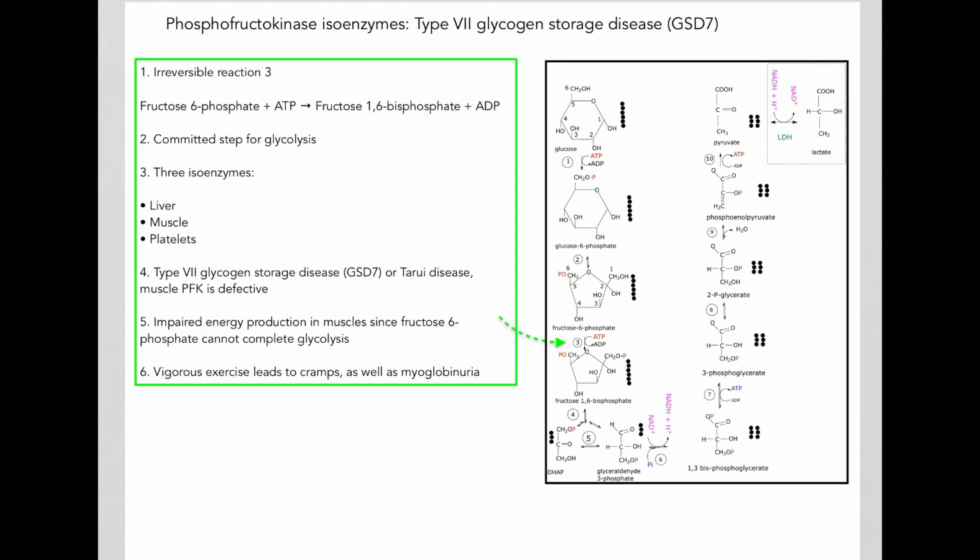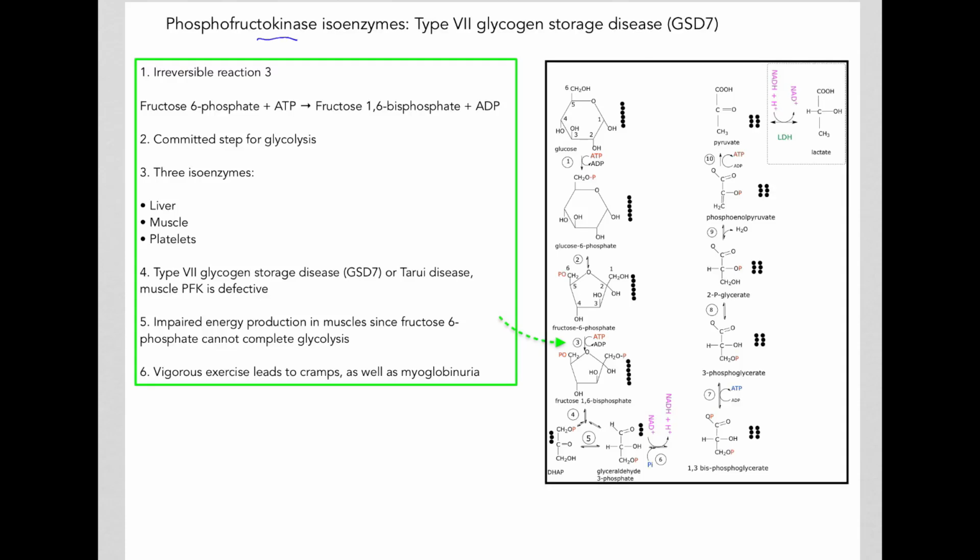Another application of isoenzyme in a genetic disease is the phosphofructokinase isoenzyme for this disease called GSD7, or type 7 glycogen storage disease. As we mentioned in an earlier video, phosphofructokinase is the enzyme that catalyzes reaction number 3, where fructose 6-phosphate reacts with ATP to form fructose 1,6-bisphosphate and ADP. And recall that this is the committed step for glycolysis.